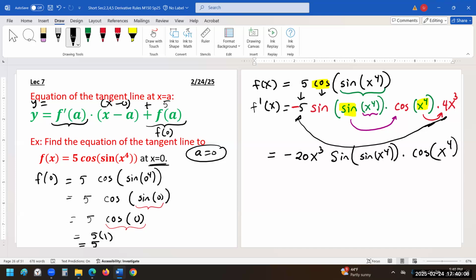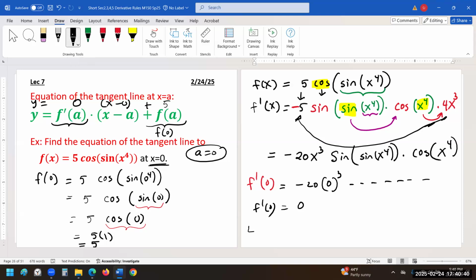And they want us to evaluate the derivative at the x value. So derivative, our x value is 0, is negative 20, 0 cubed. Since it's 0 cubed, we don't even have to bother about writing out the whole thing, because 0 times anything is 0. So derivative will turn into 0 anyway. So this thing is 0.